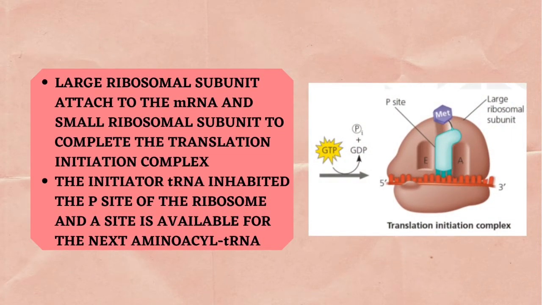Large ribosomal subunit attached to the mRNA and small ribosomal subunit to complete the translation initiation complex. The figure shows the example of translation initiation complex. The initiated tRNA inhabit the P site of the ribosome and A site is available for the next amino acid tRNA.